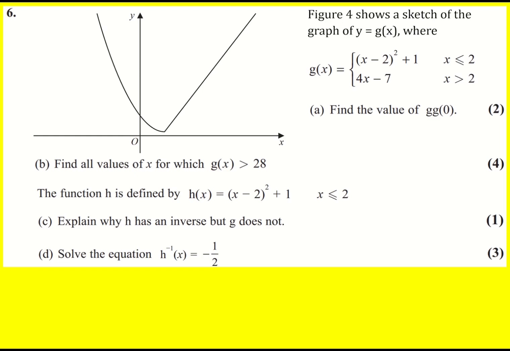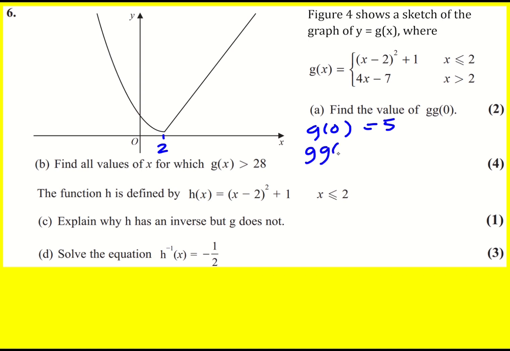Figure 4 shows a sketch of y equals g of x, which is defined slightly differently depending on whether we're below or above 2. Actually, this is known as a piecewise function because of that feature. Find the value of g of 0. If I'm putting 0 in, I'm going to put it into the top part because 0 is less than 2. That will give me 0 minus 2, which is minus 2, squared, 4, plus 1, I'm going to get 5.